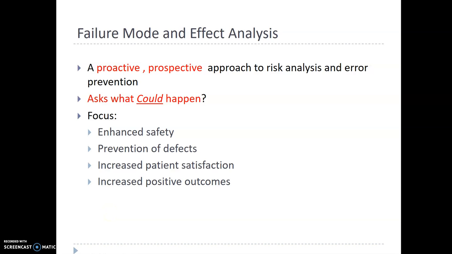The failure mode and effects analysis process is proactive and prospective. It is an approach that looks at how can we prevent an error from happening, rather than the root cause analysis reactive approach, which means the event has already occurred. So looking at failure mode means we're looking proactively to say, what could be a problem on this unit and how can we prevent that problem from occurring?